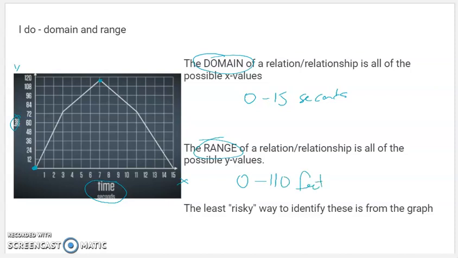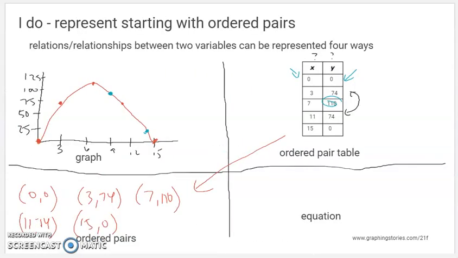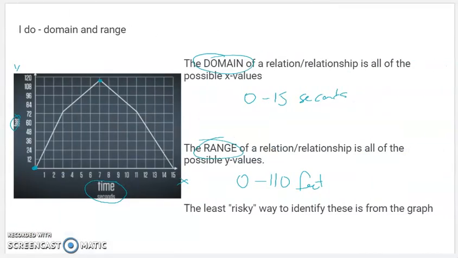And notice it's everything in between. That's why I say it's less risky from the graph. If we look at this, you might say, oh, well, all the possible y values are just these and not the ones in between. But that's not the case. It's everything in between. When we see the graph, we can tell it's everything in between. Less risky from the graph.